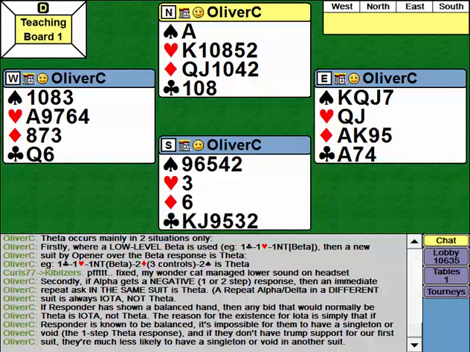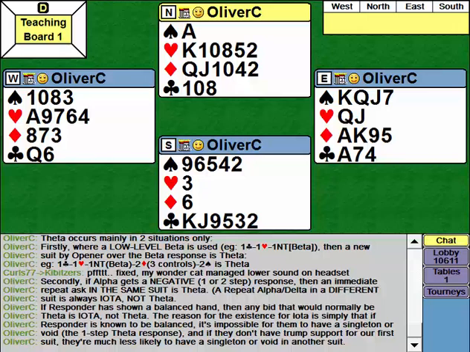And Jason Hackett and I decided that there was absolutely no point having a set of responses that included the possibility of responder having a singleton or void when they'd shown a balanced hand. The one-step response to delta, and as you'll see in a minute, the one-step response to theta is exactly the same, shows a singleton or void. And if the bidding has started one club, one spade, showing a balanced hand, there's absolutely no chance that responder's got a singleton or void because they're balanced. And so we eventually created iota as a contracted form of theta. And more on iota in a minute.